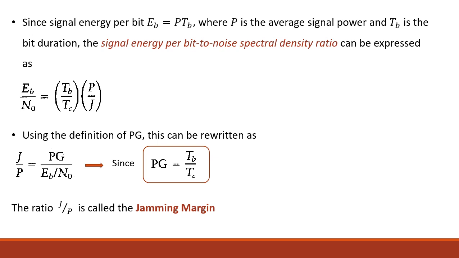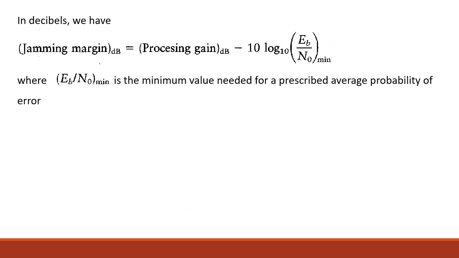Now this ratio J by P is called the jamming margin. The jamming margin is the average jamming power capital J divided by the average signal power capital P. The jamming margin can be expressed in decibels as the processing gain in dB minus 10 log to the base 10 of EB by N naught minimum. Here EB by N naught minimum is the minimum value that is required for achieving a given average probability of error.